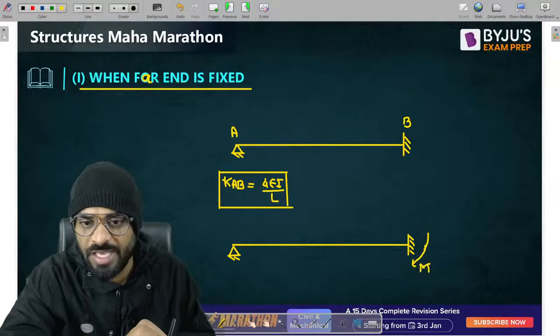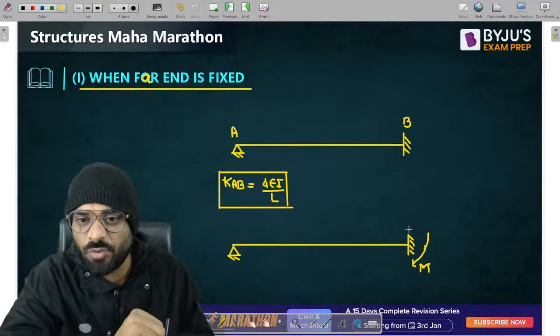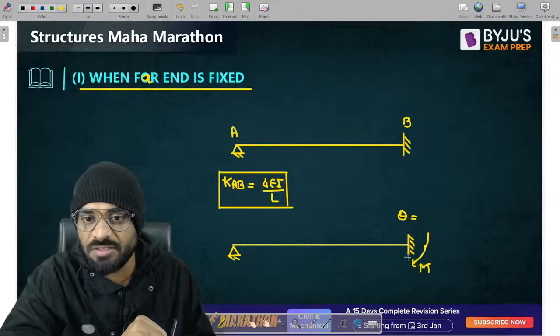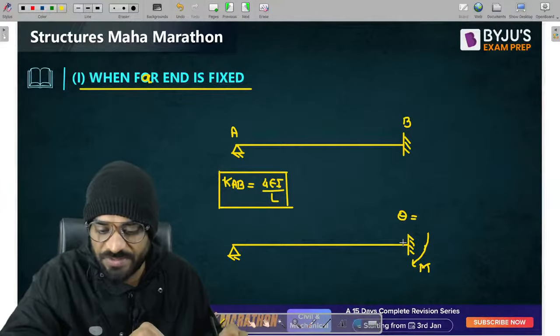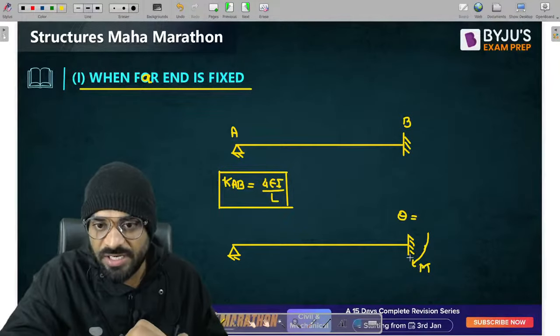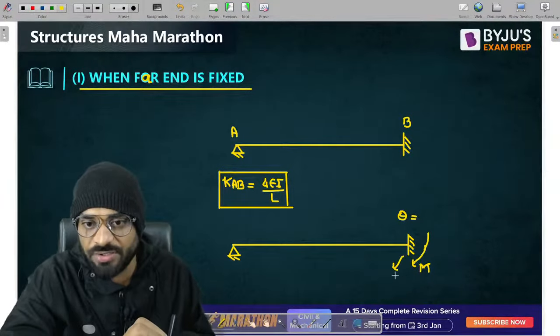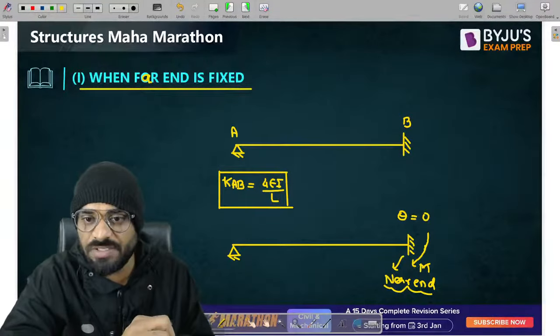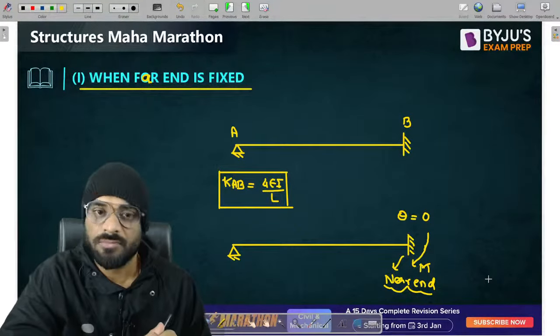Okay, let us suppose M is the applied moment. Now tell me guys, what is the rotation at this particular point, which can be caused at support B? Tell me guys, how much is it? No Ashish, your answer is also wrong. This is your near end right now. If you want to find out the stiffness, then this one is your near end. What is the value of theta? It should be 0.